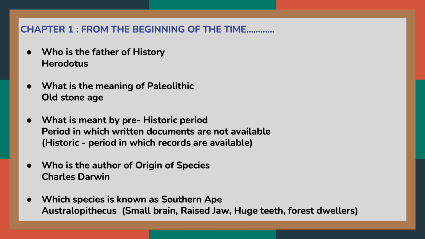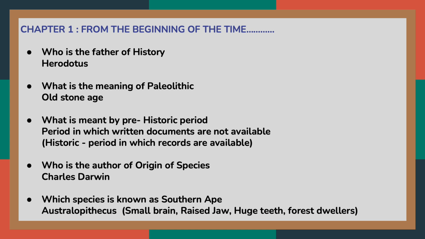It is Herodotus. And what is the meaning of Paleolithic? That is Old Stone Age. So Paleo is old and Lithic is stone. Likewise, Paleolithic age is Old Stone Age. And Mesolithic is like Middle Stone Age and Neolithic is New Stone Age.